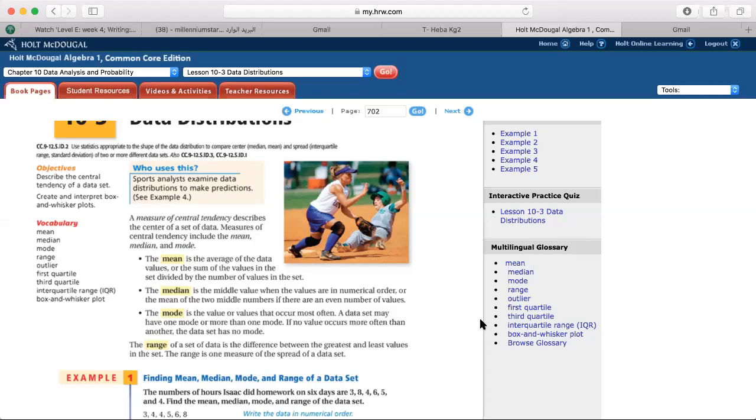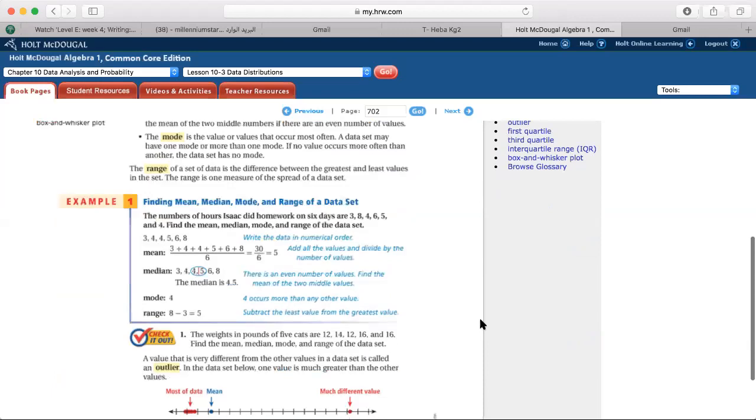The range of a set of data is the difference between the greatest and least values in the set. You subtract the least from the greatest. The range is one measure of the spread of a data set. Okay, example 1: finding the mean, median, mode, and range of a data set.